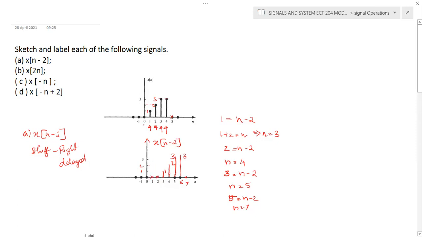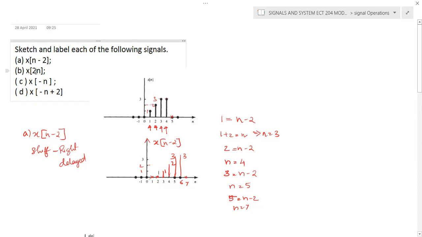If you observe the graph, you can see that the signal is entirely shifted 2 units towards right, because the signal was starting from 1, and now it is starting from 3 onwards. So this is actually x of n minus 2. Two methods you can use. One is directly shifting by the concept of shift right by 2 units, or delayed signal, or you can use this mathematical concept. Each index value, you can see how it is transformed into the new signal.